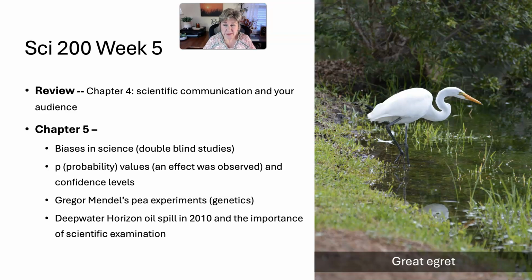Why pea plants? Because they grow really fast. They have lots of offspring. There were lots of different varieties, and farmers used them. So he was studying pea plants, and in these studies, he was studying genetics because he wanted to know how inheritance worked.